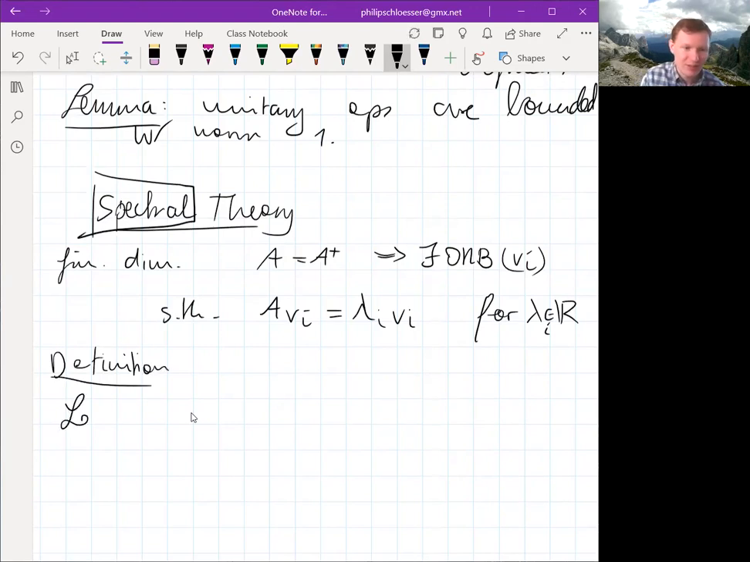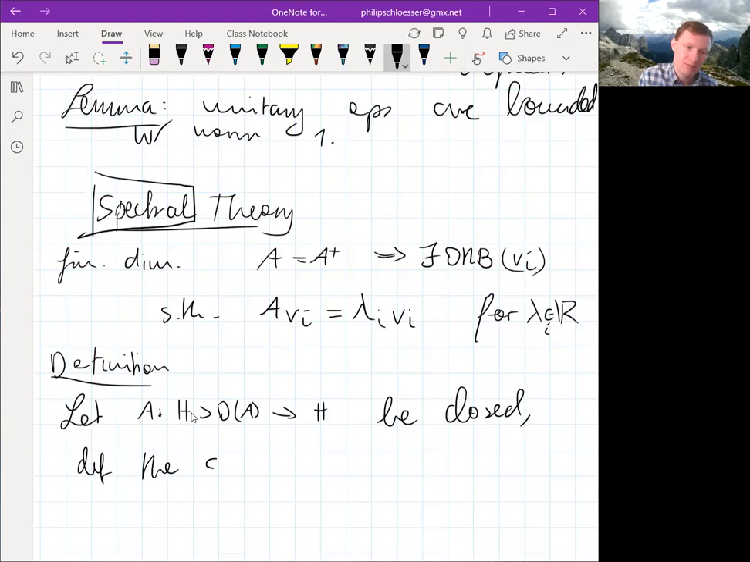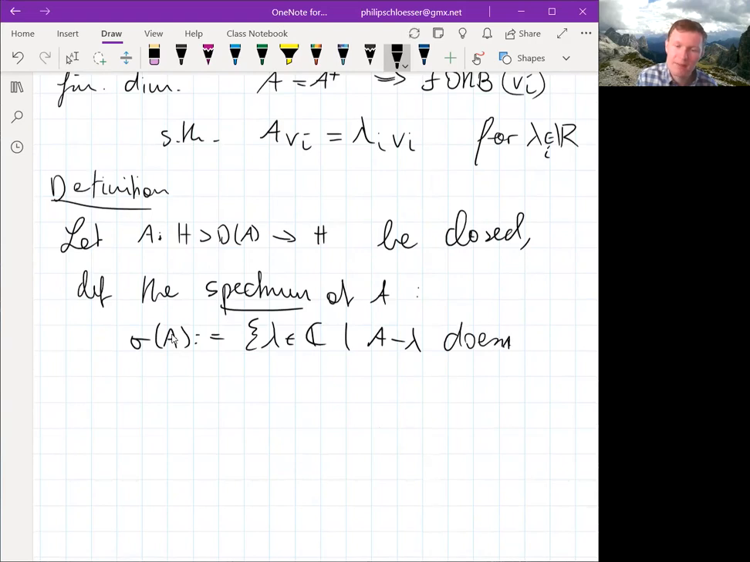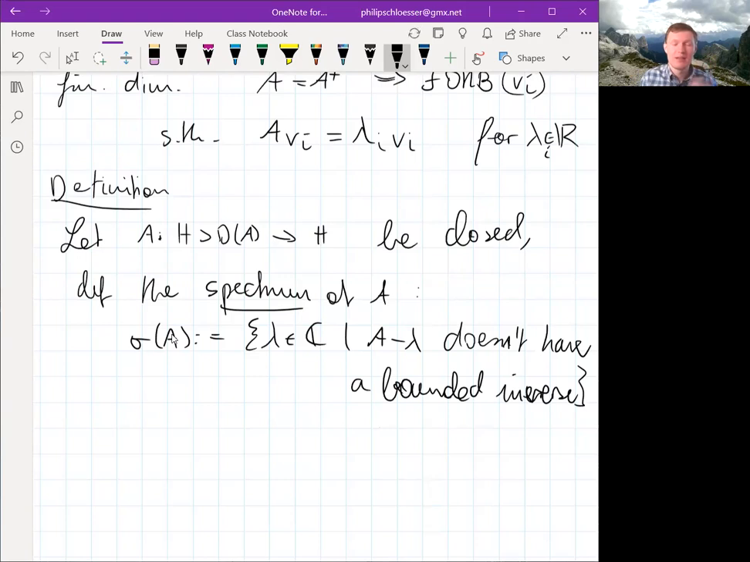And that already is different than in linear algebra. So we have a closed operator A from H to H. Define the spectrum of A. We call it sigma A, and we define it as those complex numbers lambda for which A minus lambda doesn't have a bounded inverse. So in essence, those lambda for which A minus lambda isn't bijective.